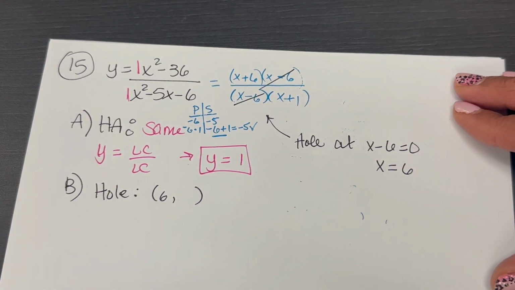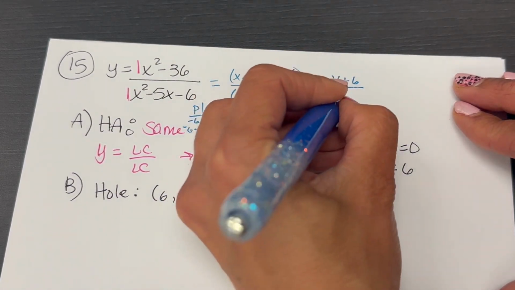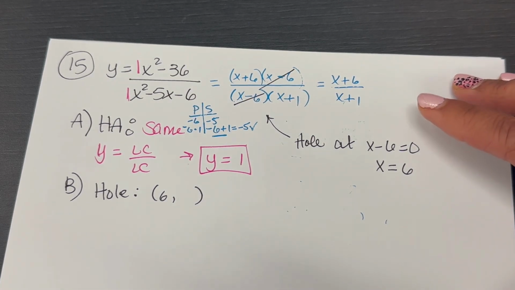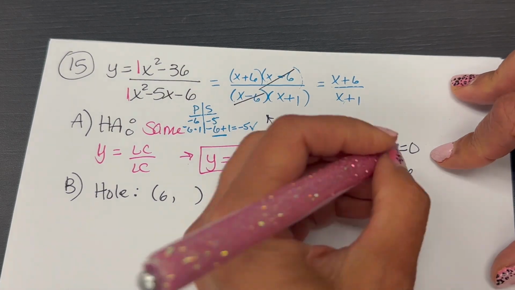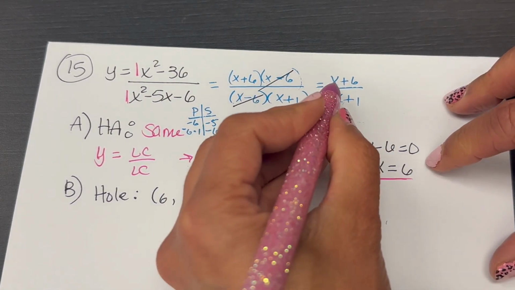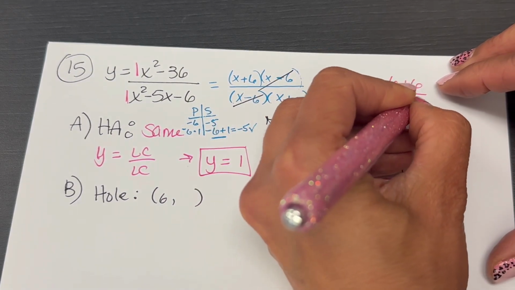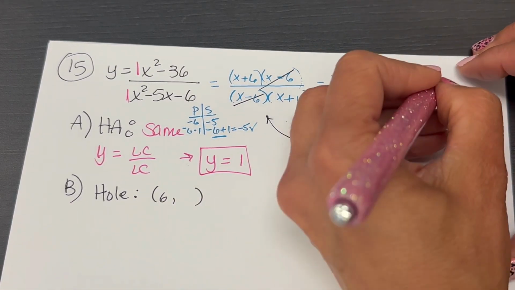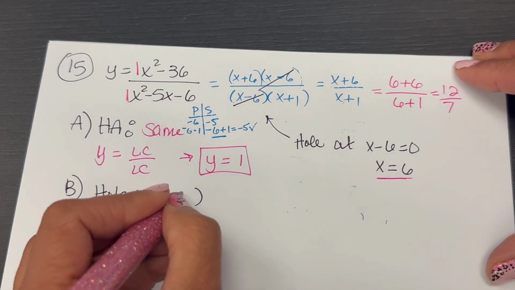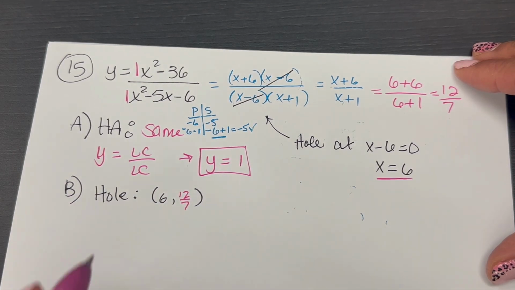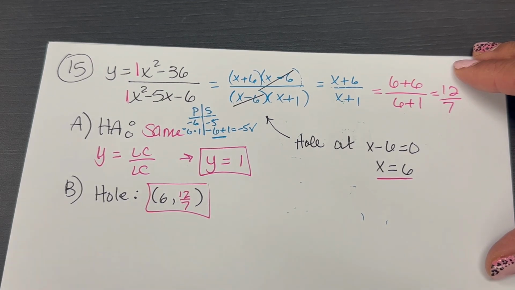So I need to see what's left. I've got an x plus 6 in the top left over and an x plus 1 in the bottom left over. So I need to use what's left over to find my y value. So what I need to do is substitute this x value of 6 into these x's. So 6 plus 6 over 6 plus 1. 6 plus 6 is 12. 6 plus 1 is 7. And it said to leave it in simplified fraction form, so you can leave it just like that, and that is the hole. And that was number 15.